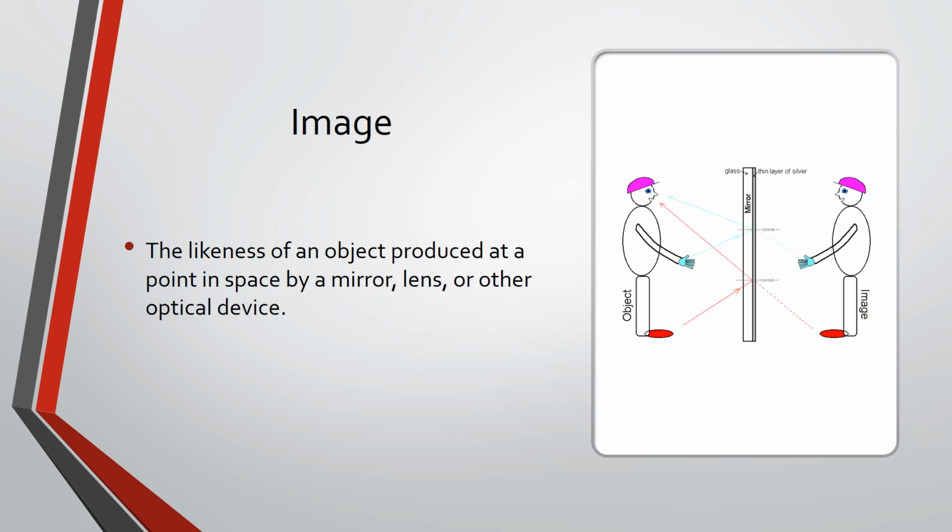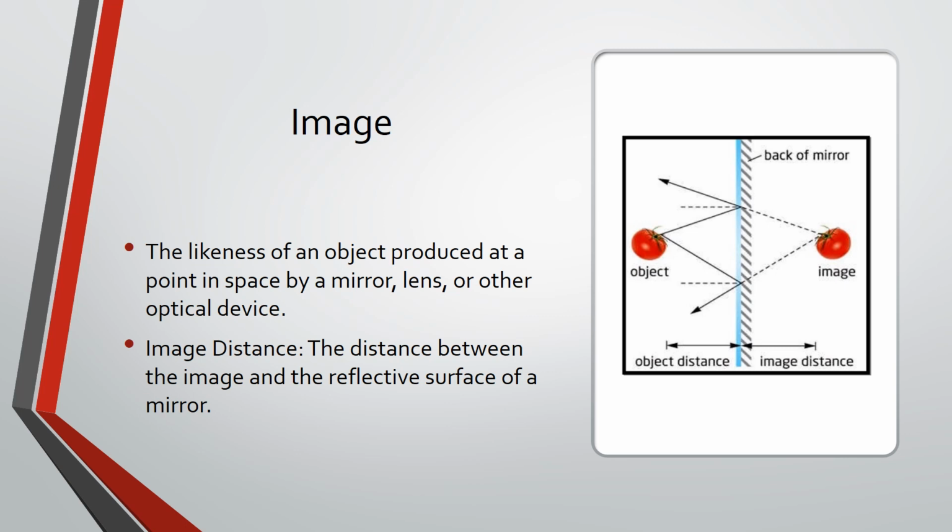An image is the likeness of an object produced at a point in space by a mirror, lens, or other optical device. You'll get to see how the image appears in a specific spot, how you can use parallax to find that image position, and whether it's an actual real image or a virtual image. Like the object distance, the image distance is the distance between the image and the reflective surface of a mirror.